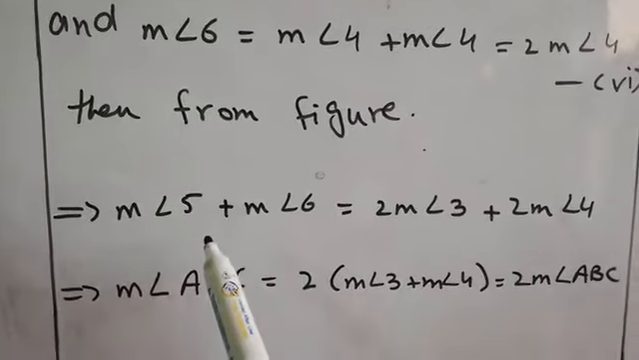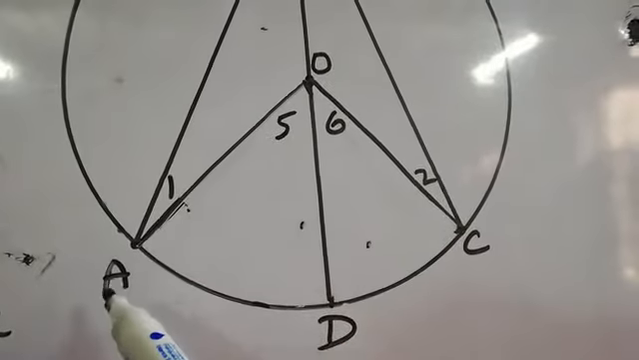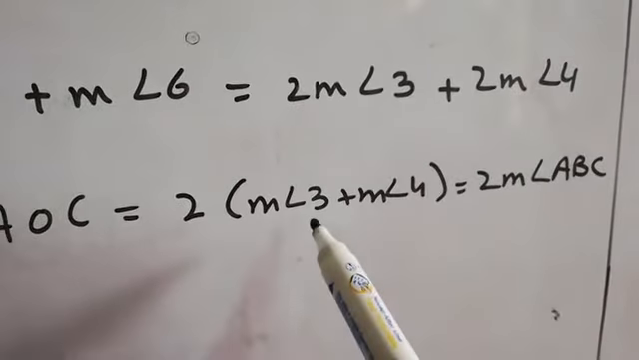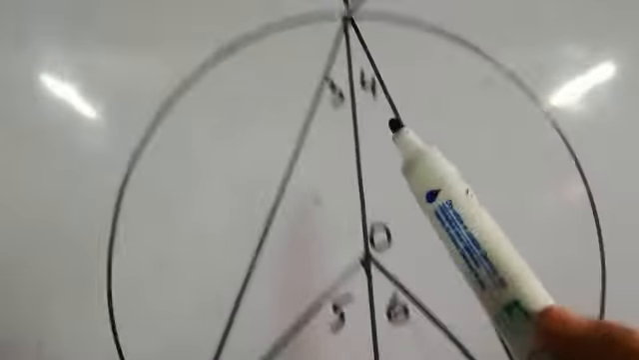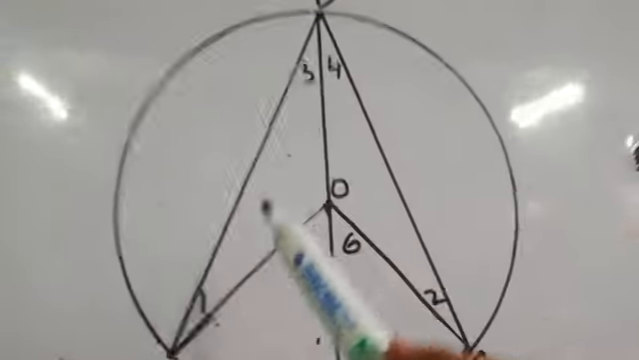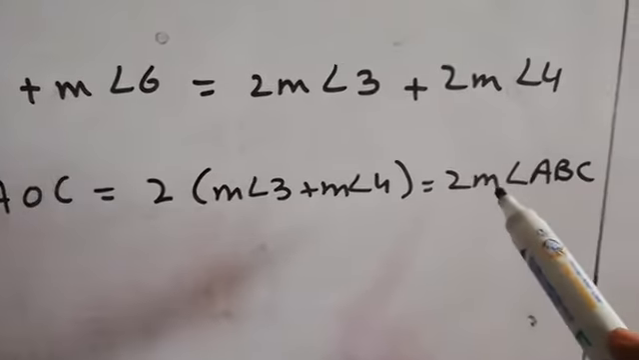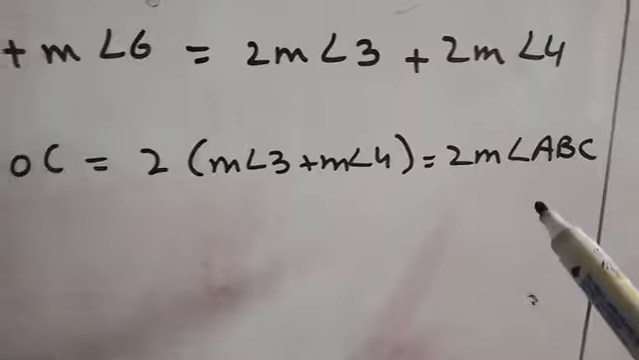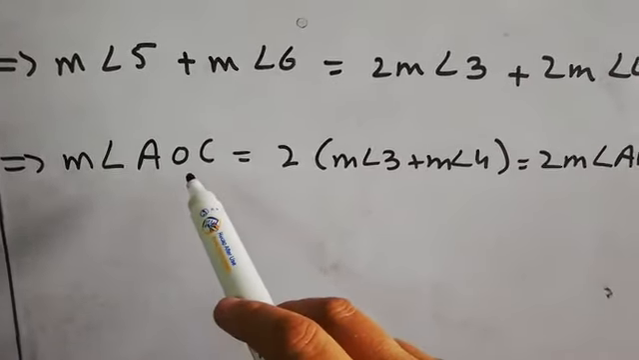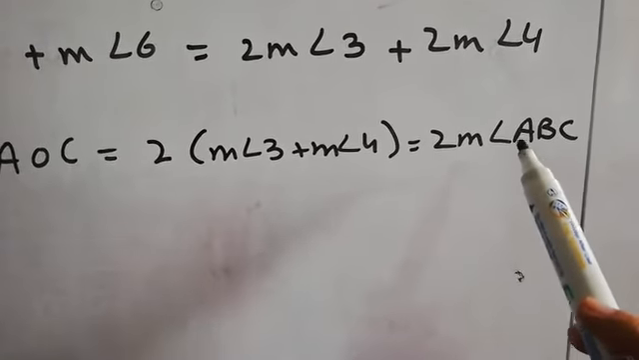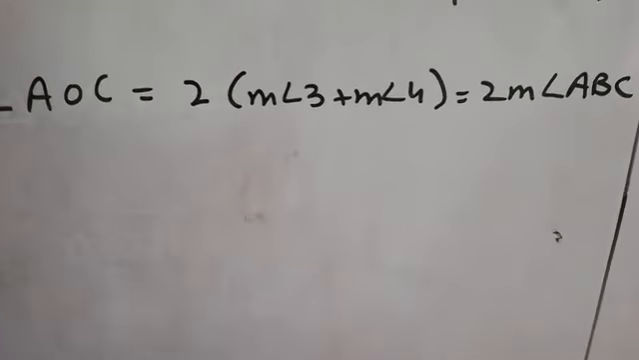And from this you know that the sum of angle 5 and angle 6 is the measurement of angle AOC. So we can write that the measurement of angle AOC is, taking 2 as common, 2 times the measurement of angle 3 plus angle 4, and you know that the measurement of angle 3 plus angle 4 is the angle ABC. So we write the measurement of angle ABC, and hence we have proved that the central angle AOC is double the circumangle ABC. Hence it is proved.